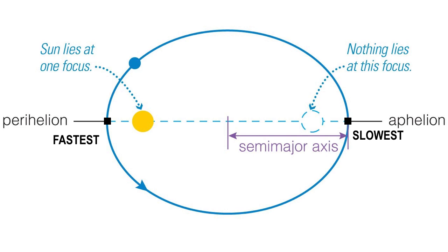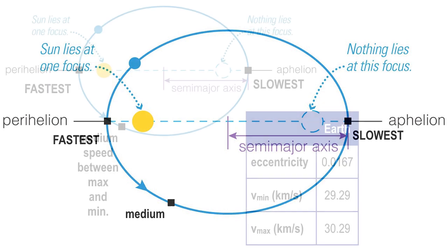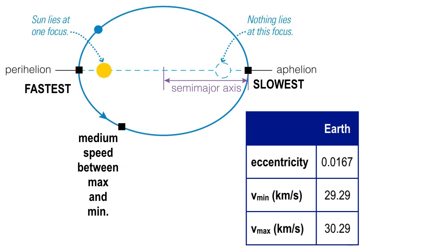So over here at perihelion is fastest, slowest over here at aphelion. And you put a dot down here somewhere at intermediate distance, that'll be somewhere between fastest and slowest, so a medium speed. Now, here are some eccentricities and then minimum speed and maximum speed. This you can write down. Make a little table. We're going to do Earth, the Moon, and Mars.